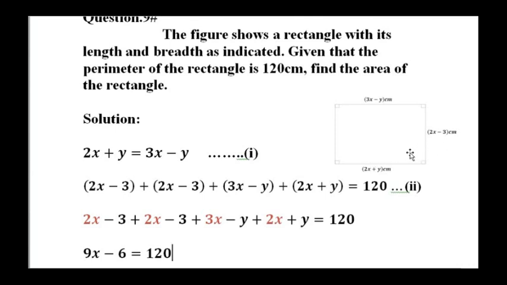Since the opposite sides are equal in measurement, we can take the lengths of the upper and lower sides. So 2x + y equals 3x - y. So these two lengths are equal in measurement. Therefore, we can write them as 2x + y, which is the length of the lower side, equal to 3x - y, which is the length of the upper side. I'll name this equation 1.